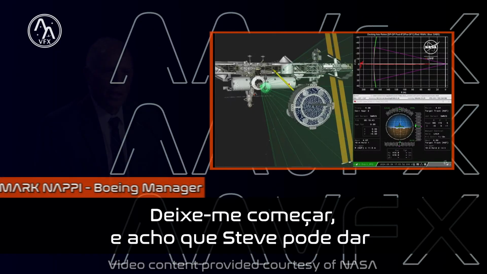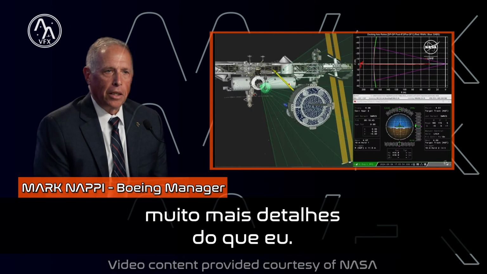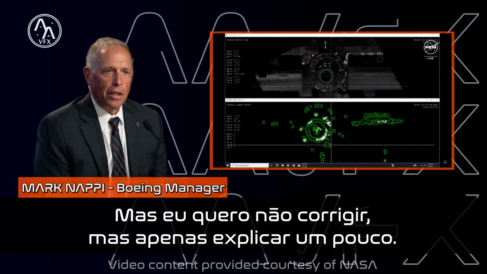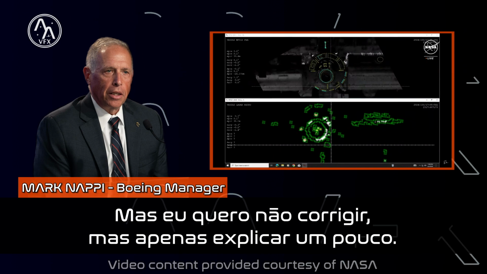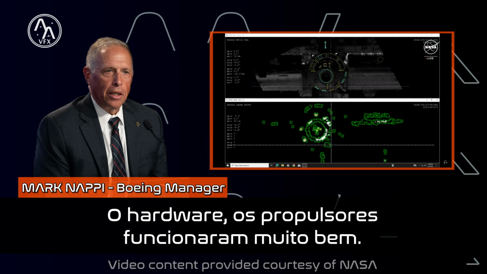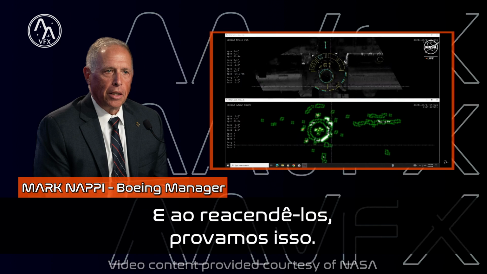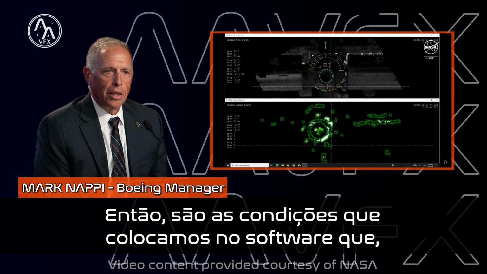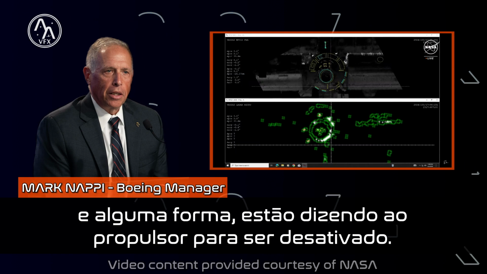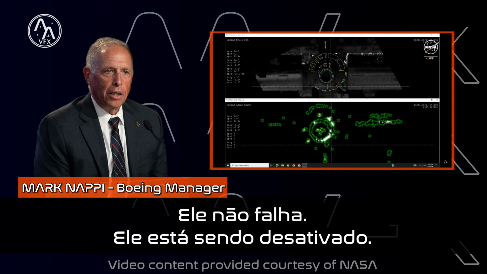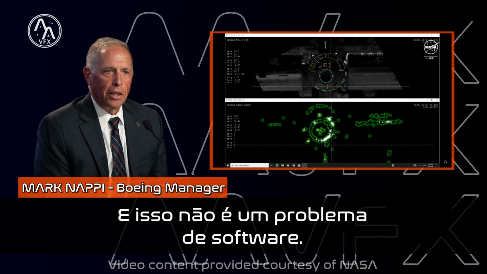Let me start, and I think Steve can get a heck of a lot more detailed than I can. But I want to not correct, but just explain a little bit. The hardware, the thrusters worked great, and by refiring them, we proved that. So it's the conditions that we've put in the software that is somehow telling the thruster to be deselected. It doesn't fail, it is being deselected. And that's not a software problem.